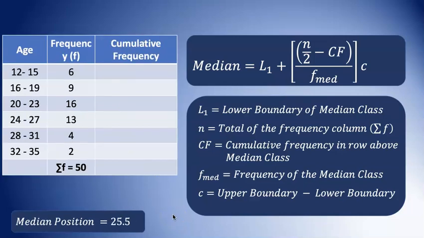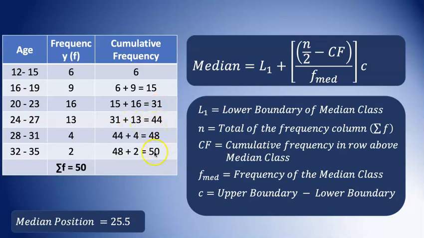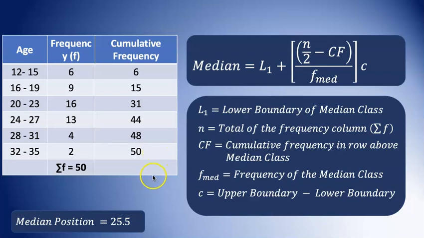So to find where the median class is, we need our cumulative frequency. Let's do that quickly. Up to the first row, we have 6 students. Up to the second row, we have 6 and 9, 15 students. Including row 3 brings us up to 31. And of course, the last one should be equal to the total of the frequency column. So these are our cumulative frequencies.